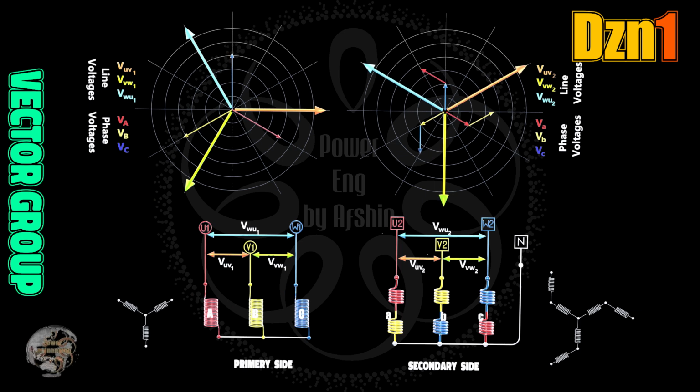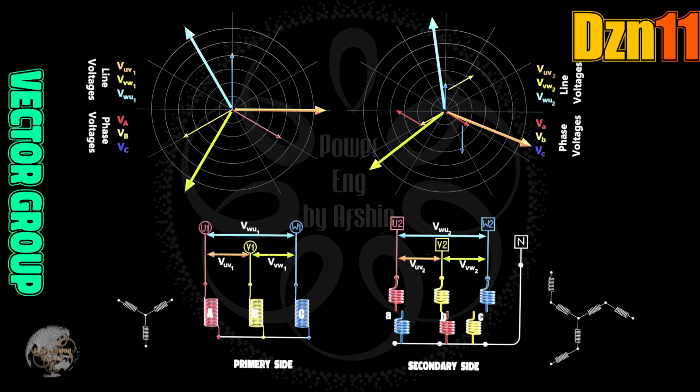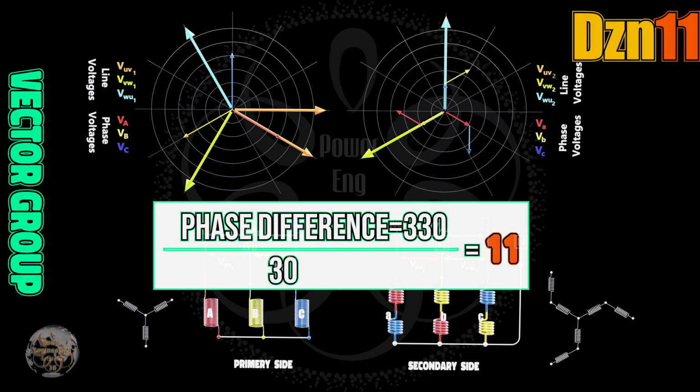DZN1 and DZN11 are premium alternatives to DYN. They perform better against asymmetry and internal harmonics, making them ideal for sensitive data centers or large UPS systems.